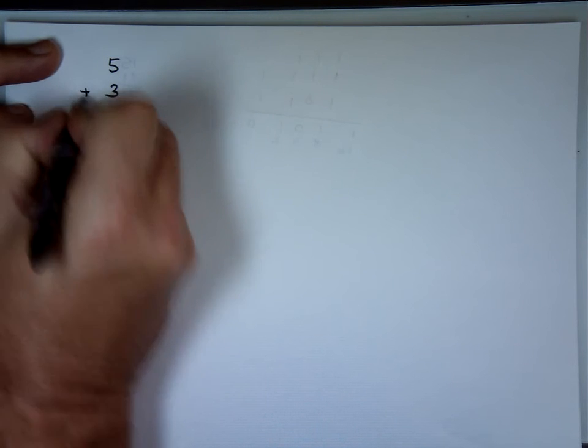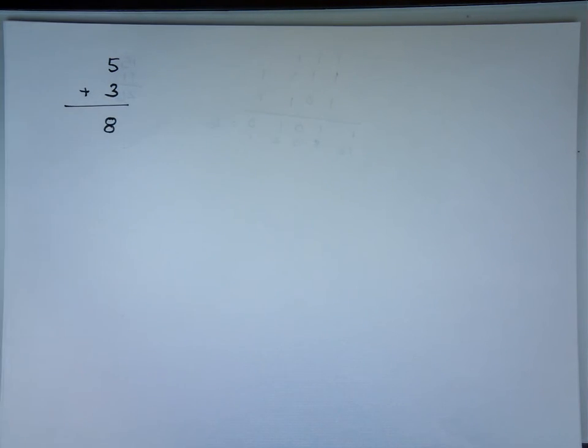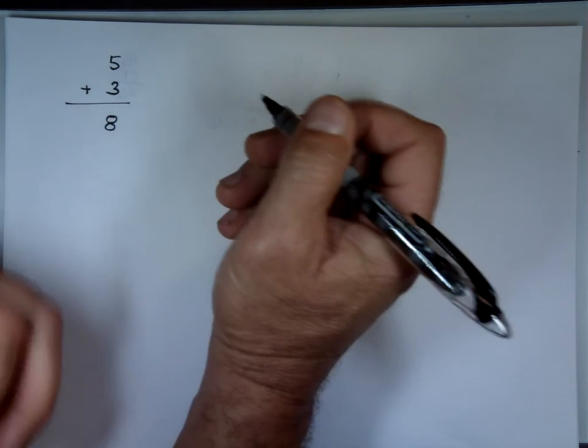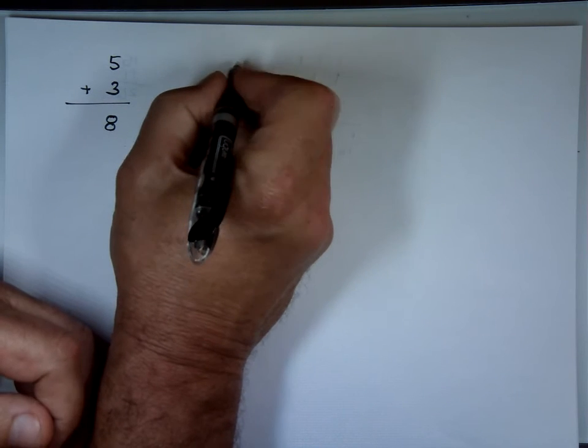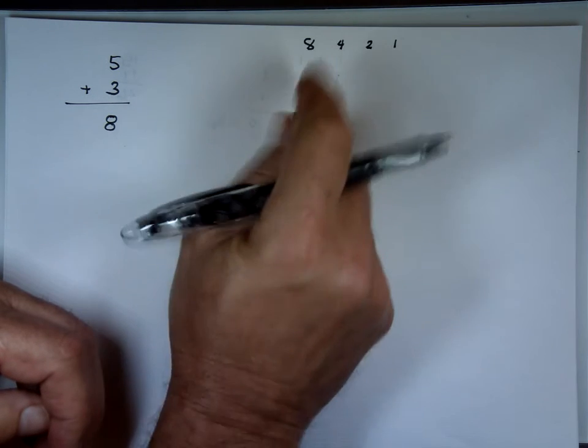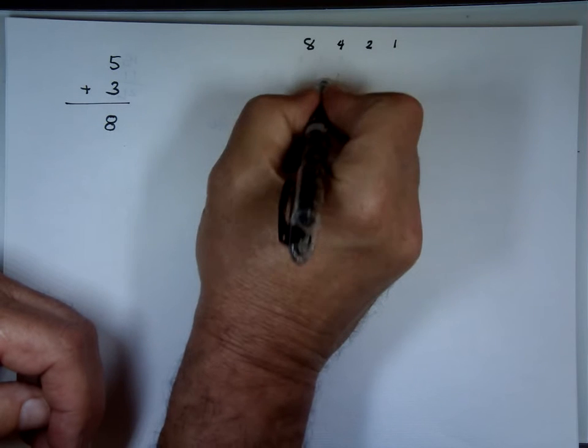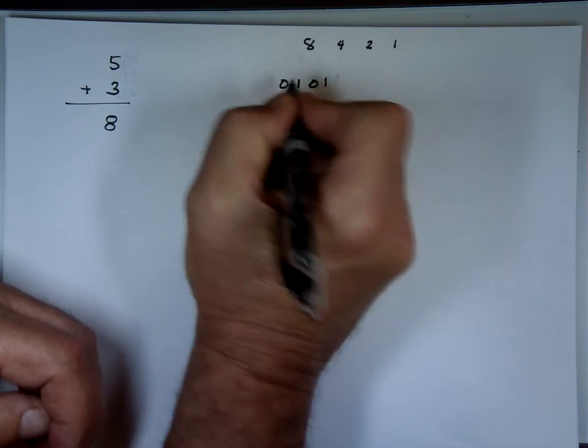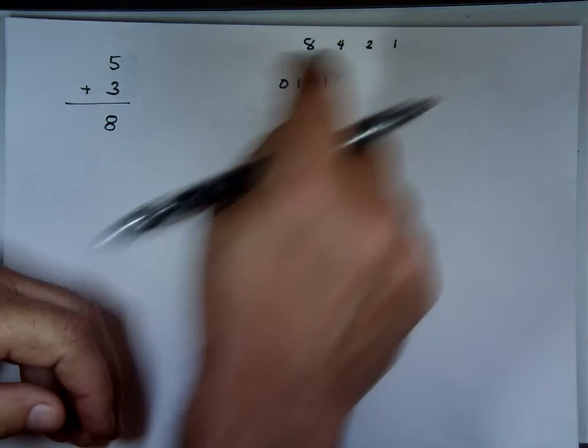I'll flip this. Let's say I want to add 5 plus 3. That's what? 8. Well, to write the 5, if you want to use 4 bits, remember the weight is 1, 2, 4, 8. The 5 is what? 4 plus 1. So it's 1, 0, 1, 0. That's what the 5 is. The 3 is what? 1 and 2.